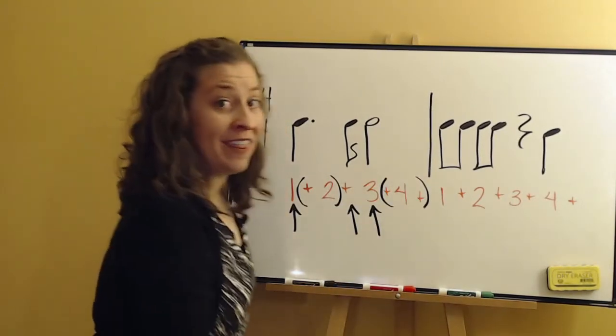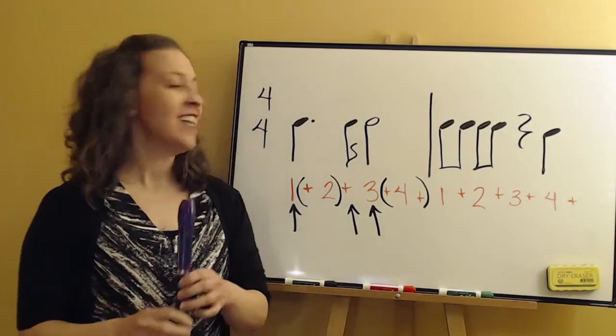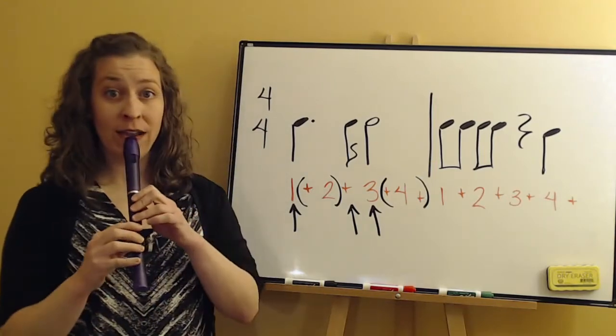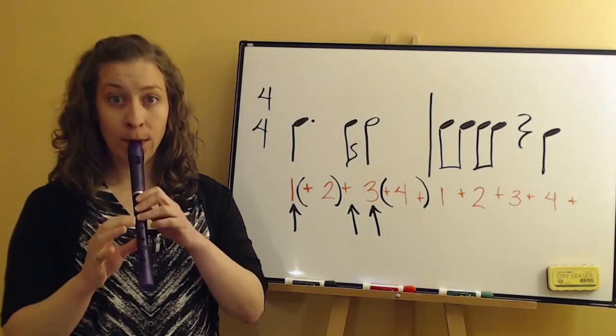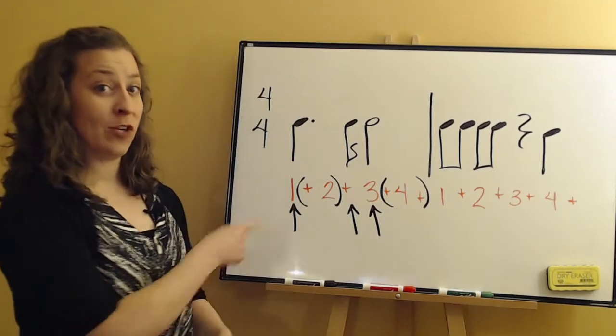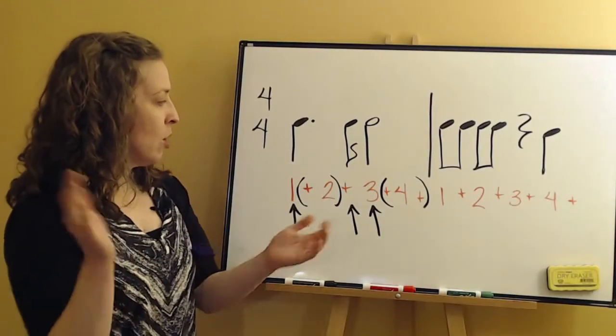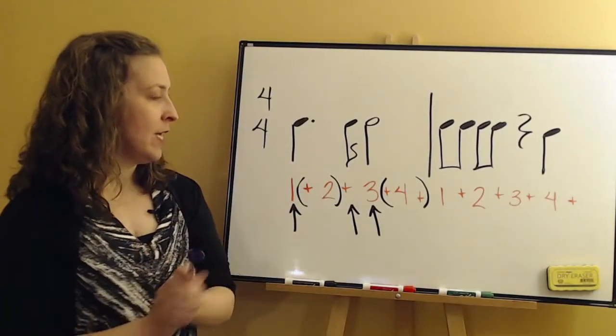Ta-ti-ta. Let's play that on a G. Left hand, please. 1, 2, ready, here we go. One more time. This time I'll count it and clap it. You play it on a G. 1, 2, ready, here we go. 1 and 2 and 3 and 4 and.